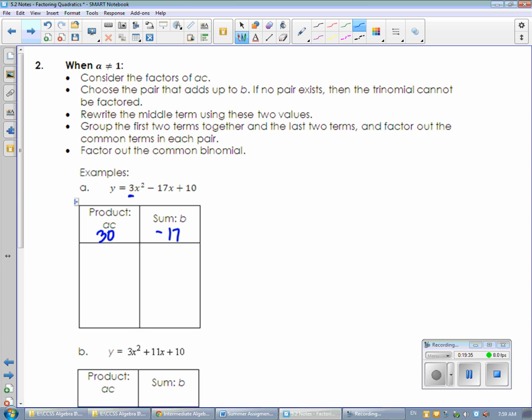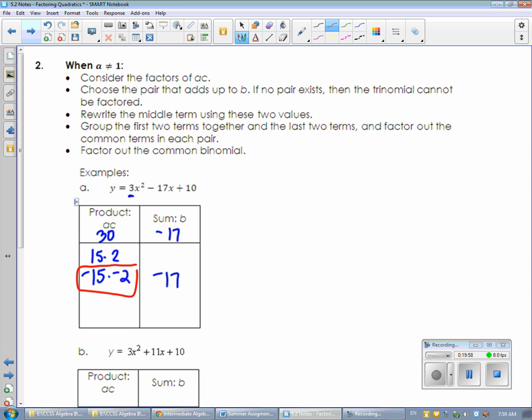So just like before, we're looking for numbers that multiply to give me 30 and add to give me negative 17. And so I might try 15 times 2, because 15 times 2 gives me 30, but when I add it, I get a positive 17. So let's try a negative 15 times a negative 2. When I add them, I get the negative 17 that I want. So I know that these are the terms that I want.